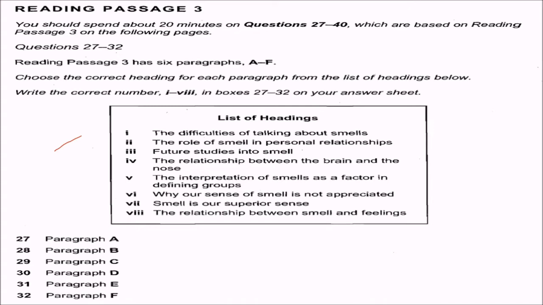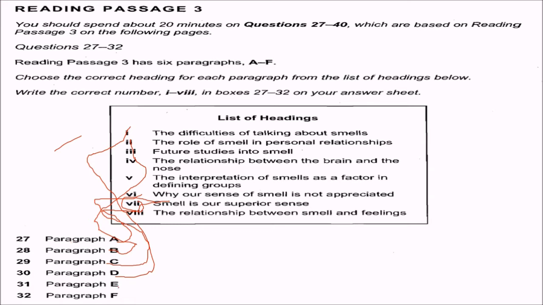So paragraph A would be: our smell is our superior sense, 27. Then we have paragraph B, which was the role of smell in personal relationships. Then 29 was paragraph C, and this is 29, so this was about why our sense of smell is not appreciated. Then D, 30, was the first one: the difficulties of talking about smells because there is no vocabulary.